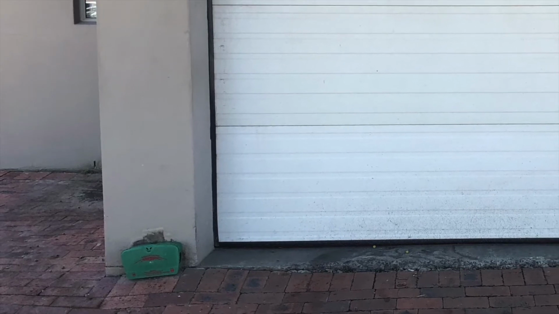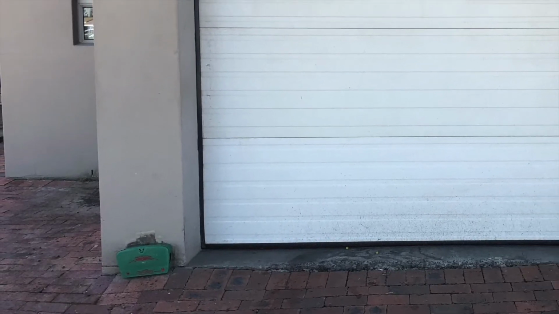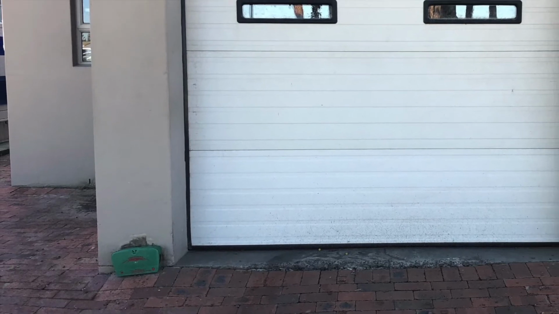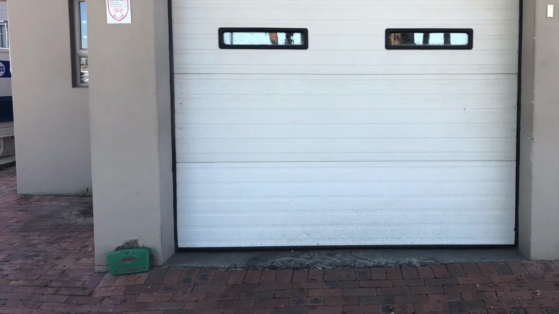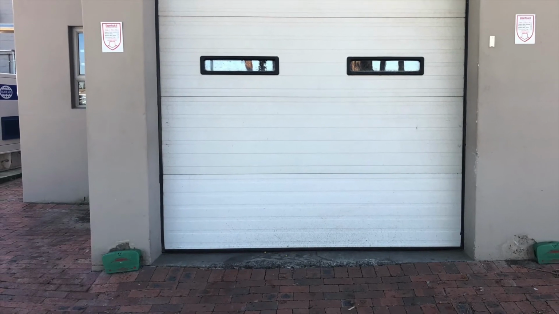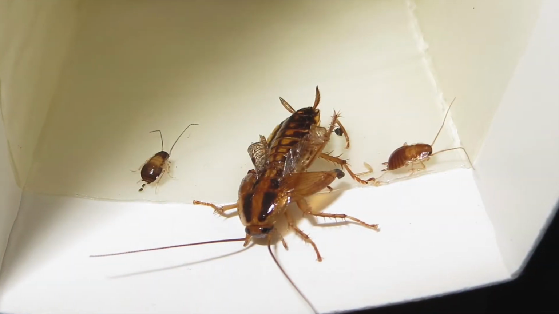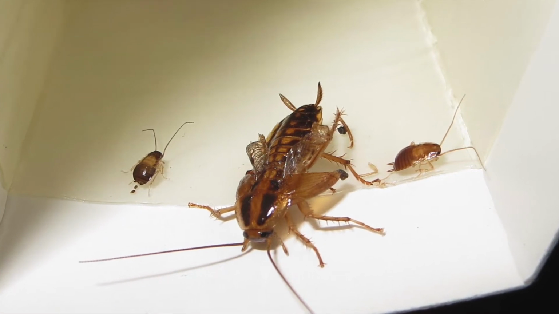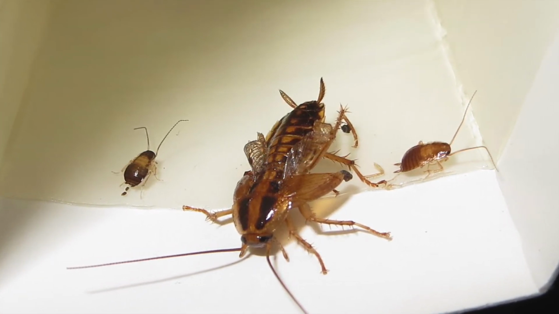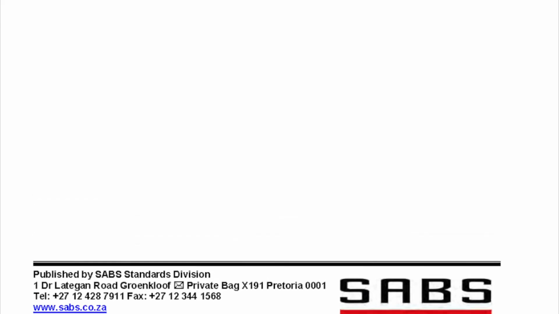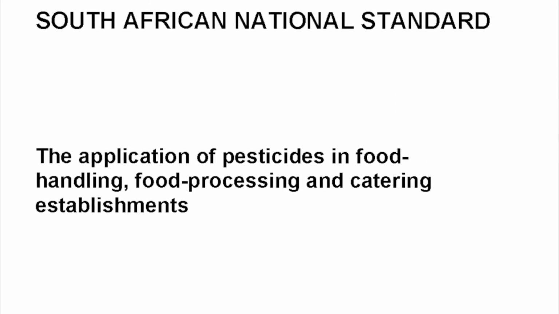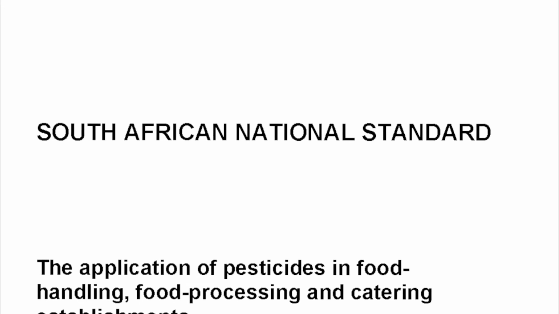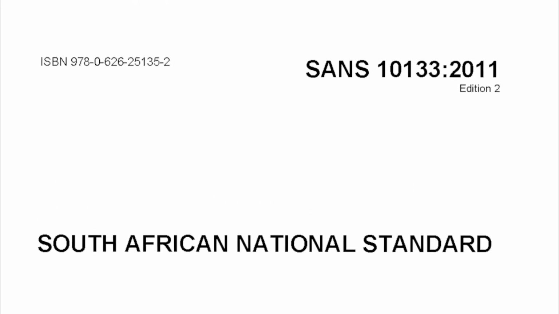Ensure all exit doors have tamper-proof rodent stations on both sides of the outside. If rodents are found, it will require daily inspection and treatments until there is no rodent activity for 2 consecutive days. If cockroaches are found, weekly inspections and treatments are necessary until there is no evidence of cockroaches for 2 consecutive weeks. Then monthly inspections should be carried out. Heavy cockroach infestations require night inspections and treatments. Always work according to the protocol or standard operating procedures, SOP, as well as the applicable SANS codes. SANS 10133 of 2011, the application of pesticides in food handling.